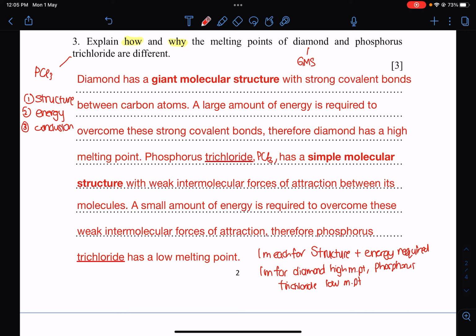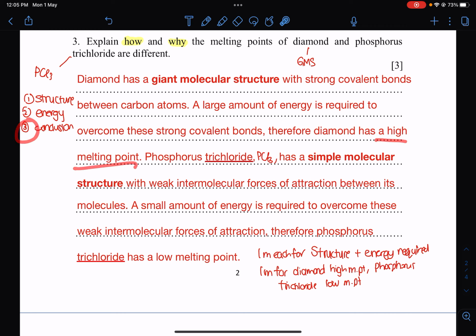In this case, this format is mainly for your high or low boiling and melting point. So the structure involves stating the structure and also what the structure entails. What is inside, what is special about the structure, what kind of bonds there are, and are there weak or strong forces or bonds. So you will tell me a large amount of energy is required to overcome these strong covalent bonds, therefore diamond has a high melting point.